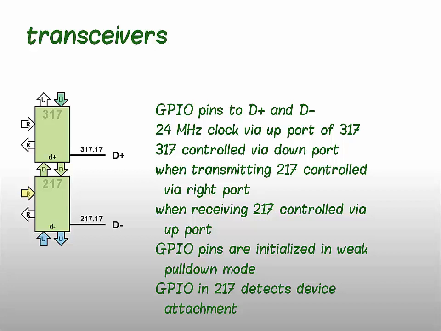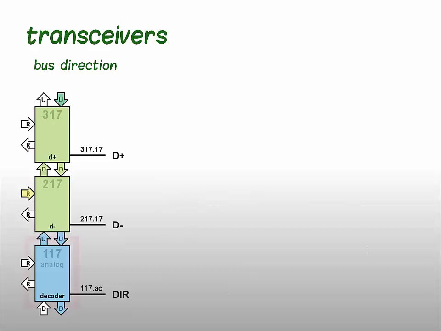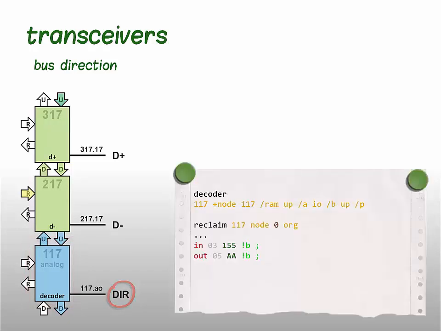Based on desired activity, we have to switch direction of the voltage level shifter. To this end, we use node 117 and its analog output pin. When we want to get data from a device, we call word in to set the direction line low, and when we send data to a device, we call word out, which sets the direction line high.